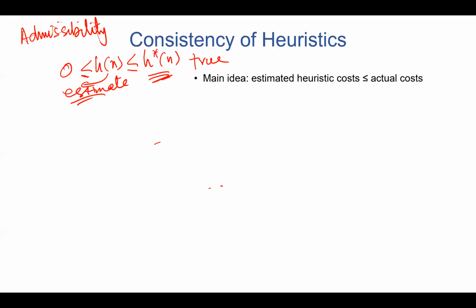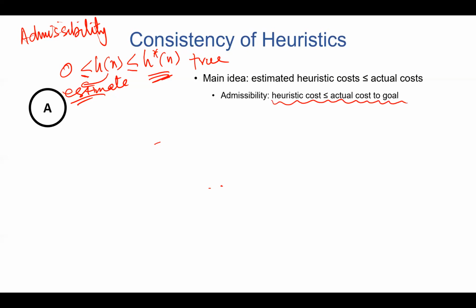By the way, consistency implies admissibility. What do we mean by that? An admissible heuristic does not have to be consistent. It doesn't mean that it is also consistent. But if it's a heuristic that is consistent, then that means it's also admissible. Okay, so we have that equation, and then we will have another equation, which is admissibility. We have talked about it already, right? Heuristic cost is less than or equal to the actual cost. Make sense? So far, so good?